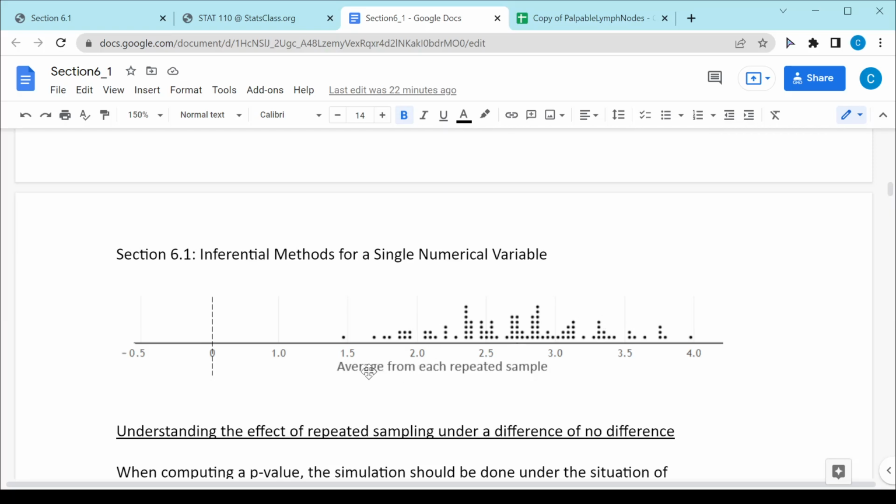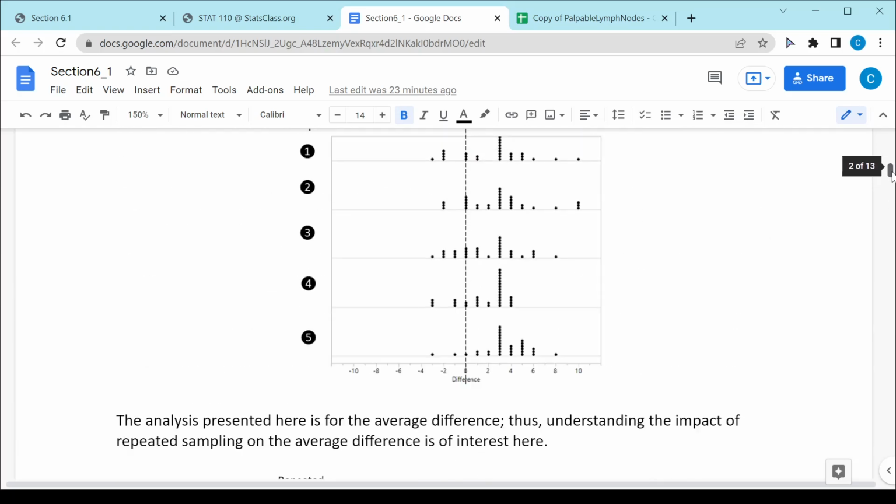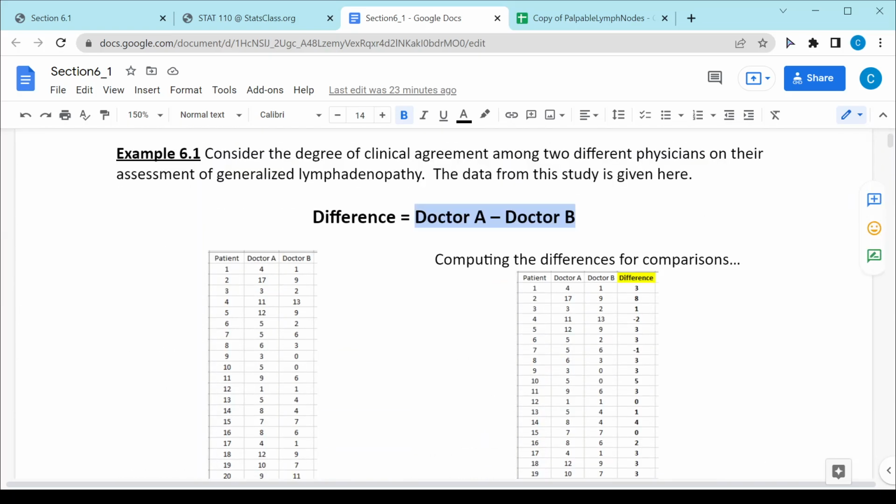This is a picture of the average from each of those repeated samples. One thing that I notice is that they stay away from 0. That's going to be an important quantity that I'm going to be testing here. I'm going to test my average against 0 because 0 means there's no difference between the two doctors. So if I go back up here and look at that difference calculation, if I have a value of 0 when I do this calculation, that means the two doctors agree.